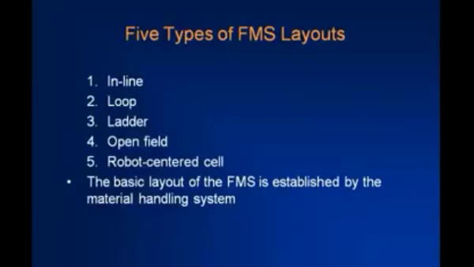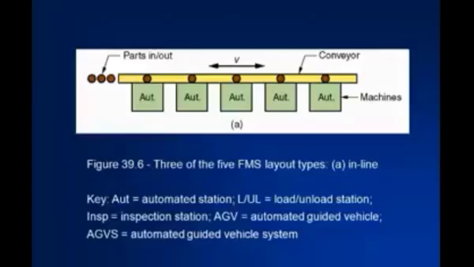There are 5 types of FMS layout: inline, loop, ladder, open field, and robot-centered cell. The basic layout of FMS is established by the material handling system. So it is based on how the parts can be moved between the different stations.